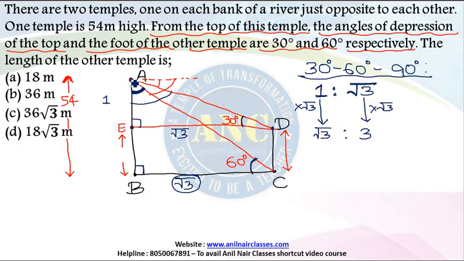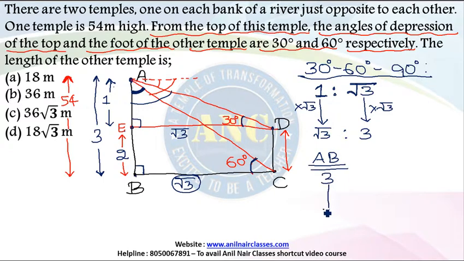Opposite to 60 is the entire AB value. Entire AB value according to my assumption is how much? It is 3 units. That means, out of total AB value being 3 units, if AE is 1 unit, so EB should be the remaining 2. EB should be remaining 2. That means, in simple language, according to my assumption, AB value is 3.